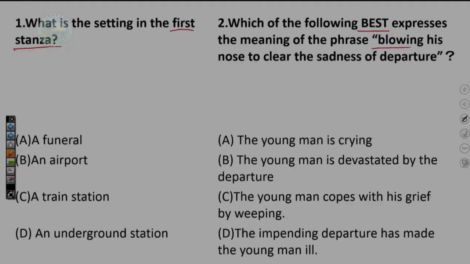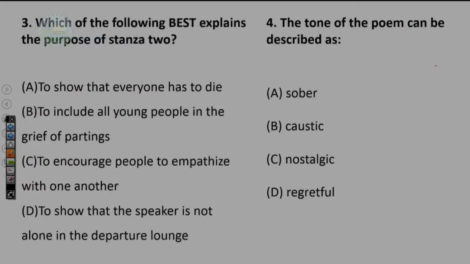You have to make sure that you're paying attention to when this line appears in the reading. It's very key. Then we have question 3. Which of the following best explains the purpose of stanza 2? Two key elements. Again, which of the following best explains, but now you're given additional information about your poem. Question 1 asked about stanza 1, and now you're hearing something about stanza 2.